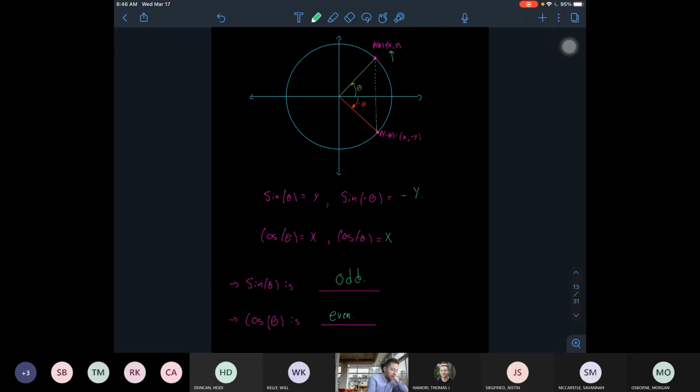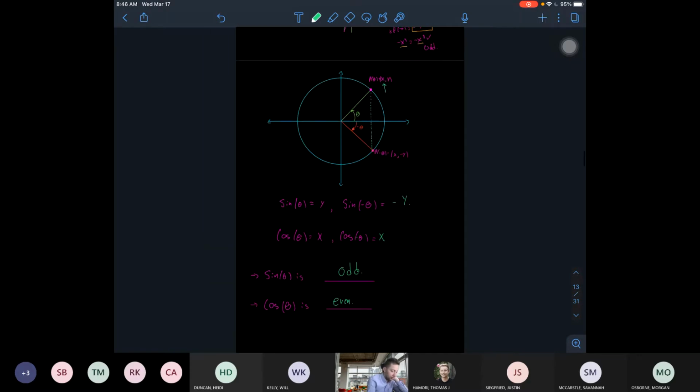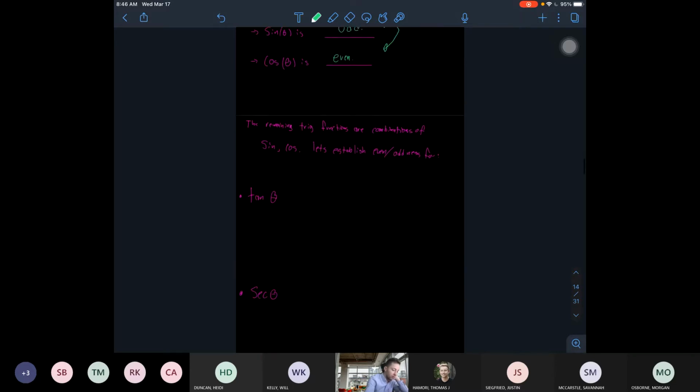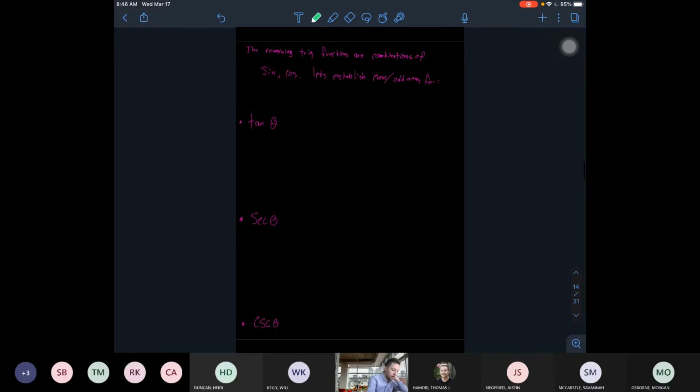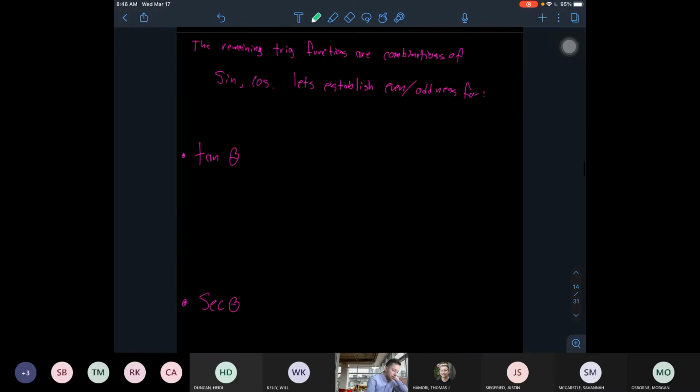Okay, so we've established the evenness and oddness of sine and cosine. And just like all the other things we've been doing, we're now going to establish the evenness and oddness of all the other trigonometric functions just by using these two facts. We know that sine is odd and cosine is even, and those two facts tell us everything we need to know about whether the other trigonometric functions are even or odd. So let's try tangent of theta.